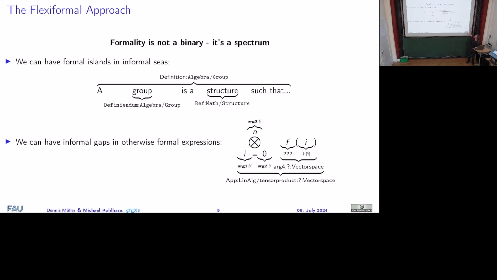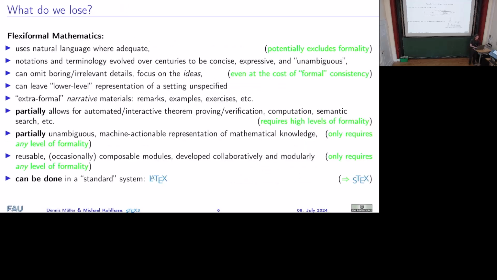So you could have some definition, like for a group here, where you just reference the concepts that are being invoked by certain phrases by annotating them directly on the text. You can have otherwise fully formal expressions that just have informal gaps in there, which still allows you to do things. So in this particular case, we could have this giant tensor product where there's this f in there and we don't actually know what it means. But we don't need to necessarily know what it means in order to, for example, just figure out that the result of that needs to be some kind of thing in some kind of vector space. Yeah. That is basically the claim of the flexiformal approach.